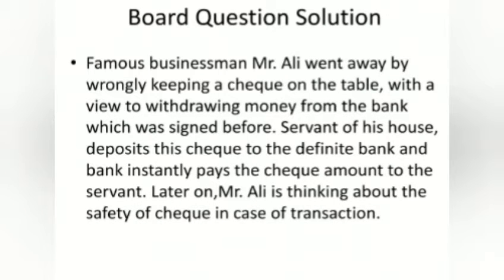Here is the stem. Famous businessman Mr. Ali went away by wrongly keeping a check on the table, with a view to withdrawing money from the bank, which was signed before. Servant of his house deposits this check to the bank, and the bank instantly pays the check amount to the servant. Later on, Mr. Ali is thinking about the safety of check in case of transaction.